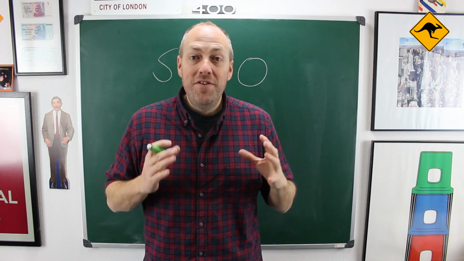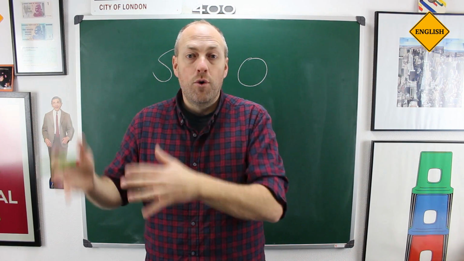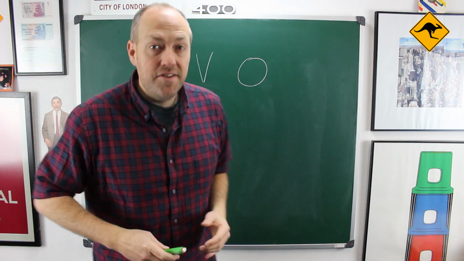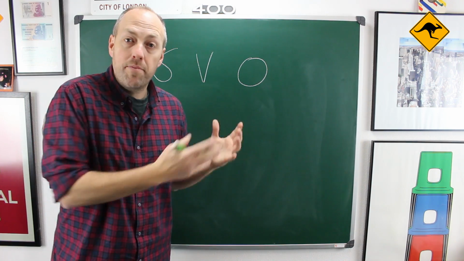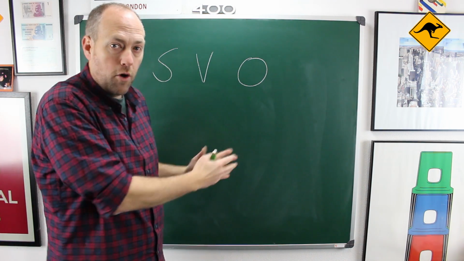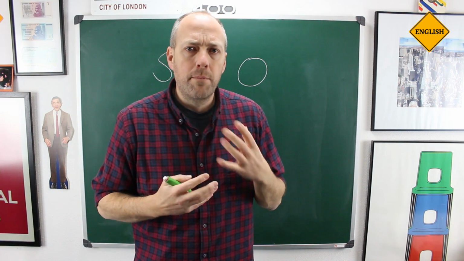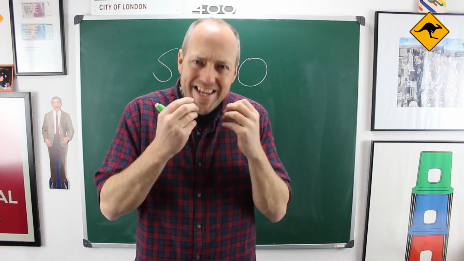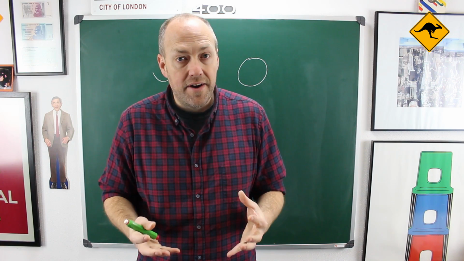Every language in the world has a preferred order for the different grammatical parts. And English is an SVO language, which means that we prefer to have the subject and then the verb and then the object. But before we can talk more about the order, let's understand exactly what the subject and the verb and the object are.